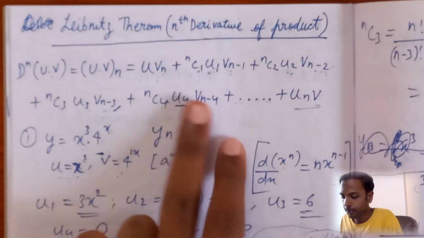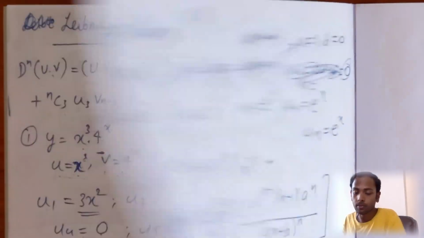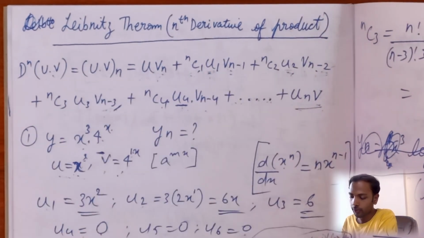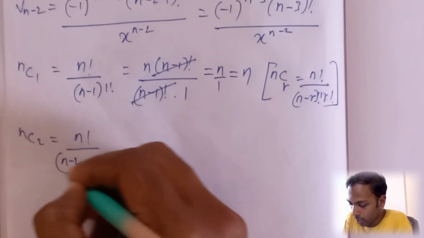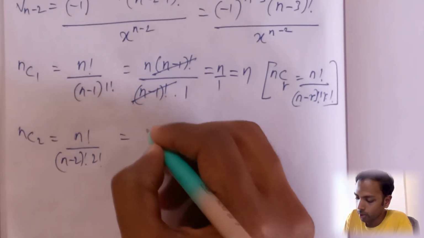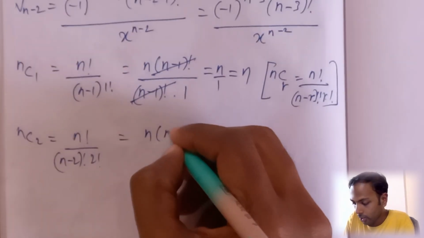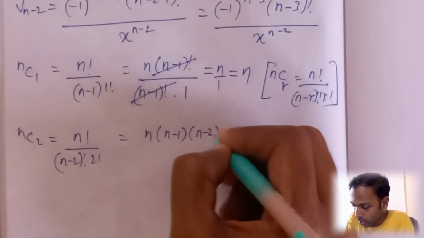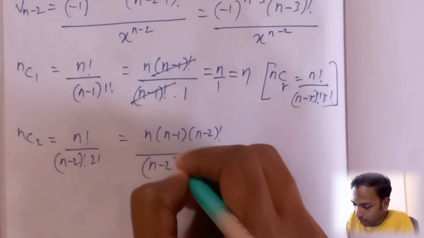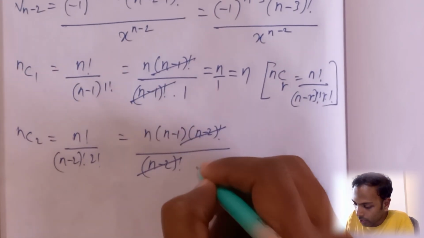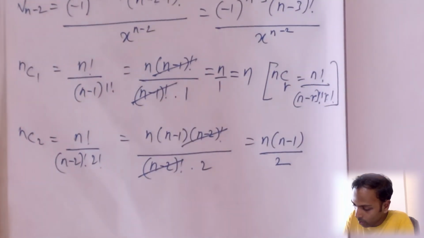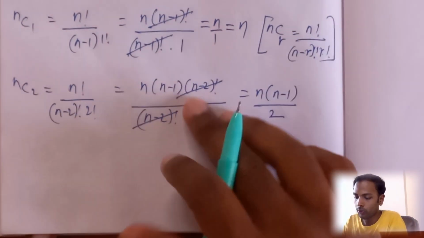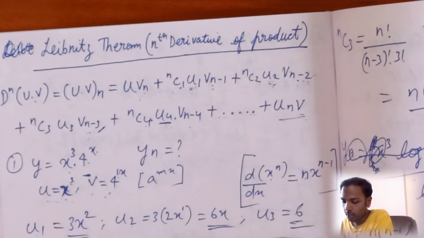So nC1 is over. Now let's find nC2. That's the last thing that we have to find, and once we find it, let's put all the values here and finally write it down. nC2 is nothing but n factorial by (n minus 2) factorial into 2 factorial. I can write n factorial as n into (n minus 1) into (n minus 2) factorial. The (n minus 2) factorial will cancel, and 2 factorial is 2 itself. So this is nothing but n into (n minus 1) by 2. So we know everything now. Just put everything here and finally find the final answer.